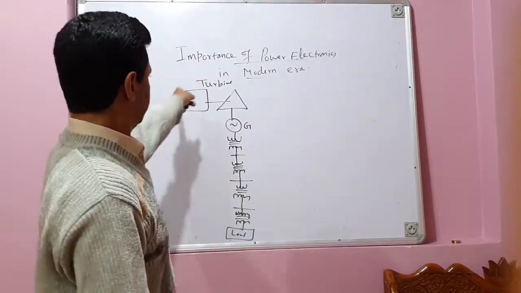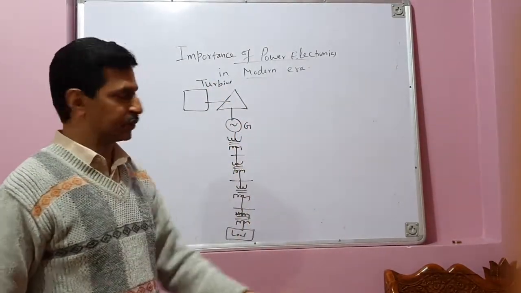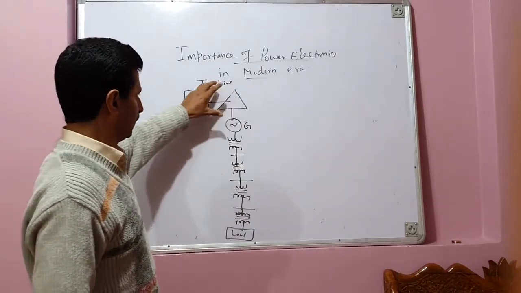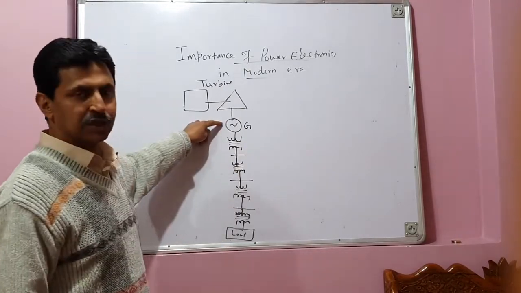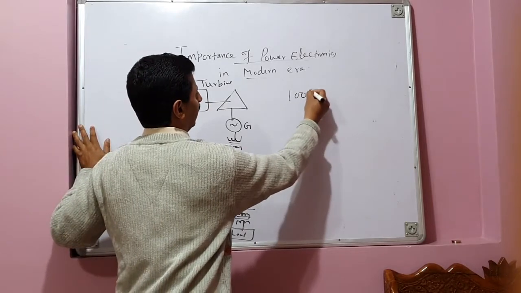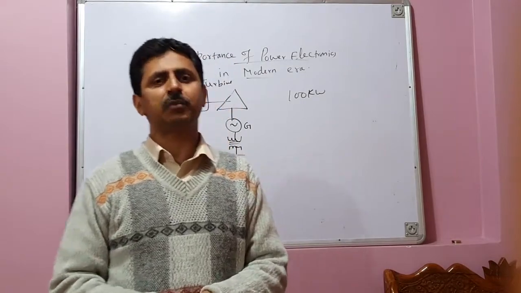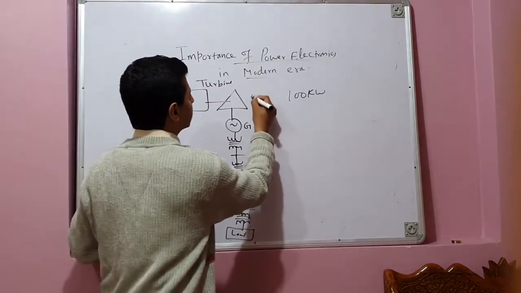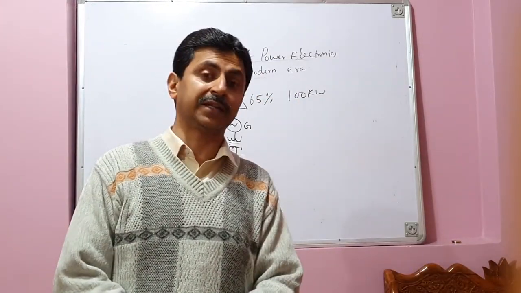This is the front end, the turbine, where energy is produced. You have a generator at the generating station. This turbine shaft is coupled with the generator shaft, and electrical energy is produced. Let us assume that 100 kilowatts of energy is generated here. Unfortunately, the efficiency of these turbines is very, very poor, and about 65% of energy gets wasted here at the front end itself, at the turbine end itself.